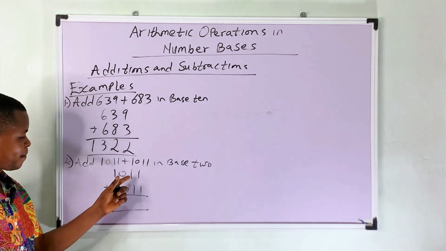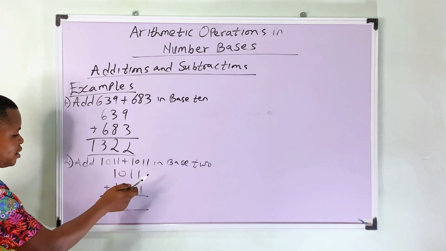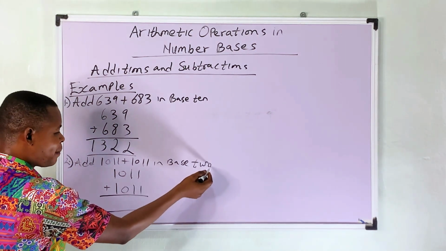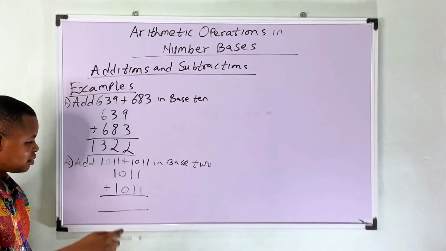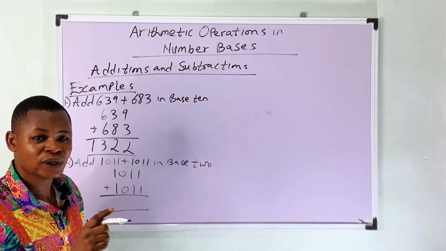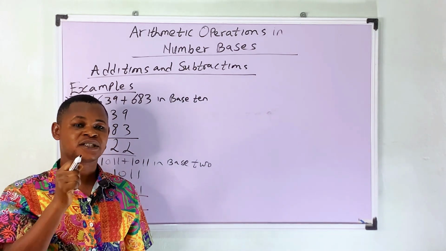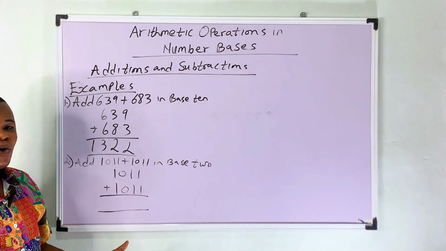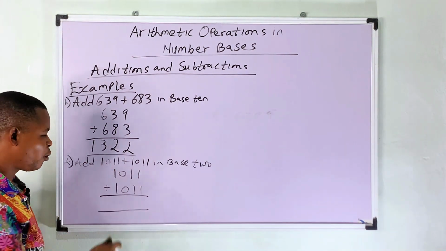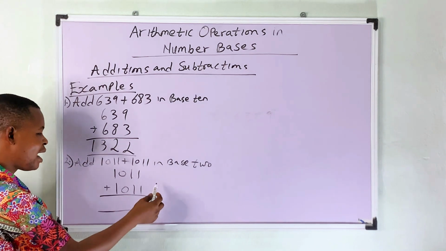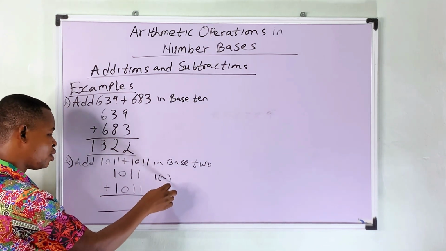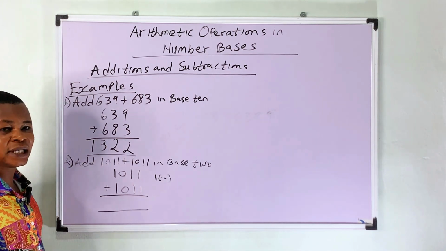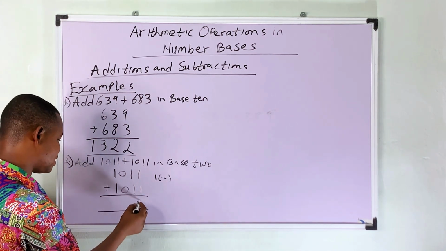Now, when we say 1 plus 1, that is 2. Don't forget, we are performing this operation in base 2. And 1 plus 1, which gives us 2, has exceeded the threshold of digits we could get in base 2, because base 2 digits are 0 and 1. Now, what do we say in this regard? We have one set of 2, because 1 plus 1 gives us 2. What are we left with? We are left with 0.